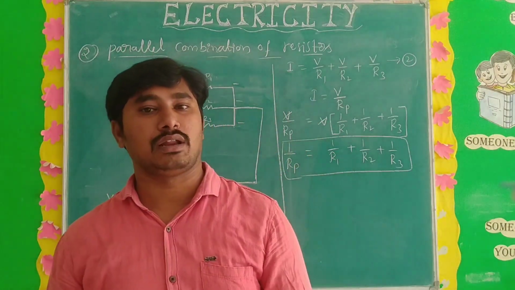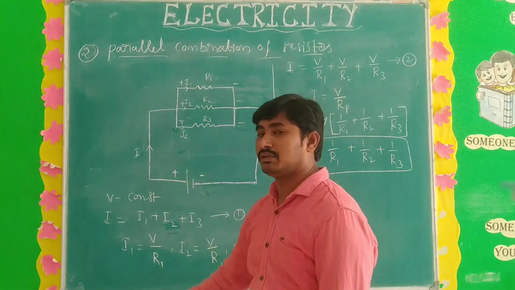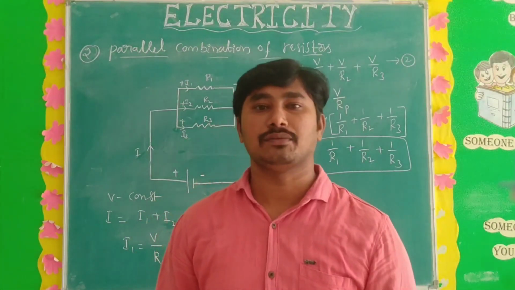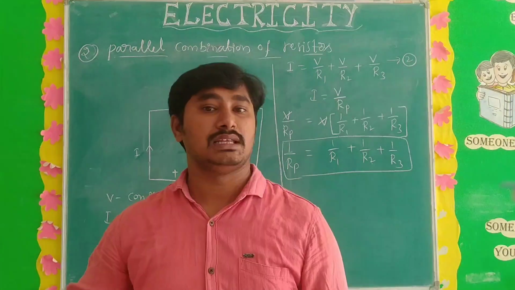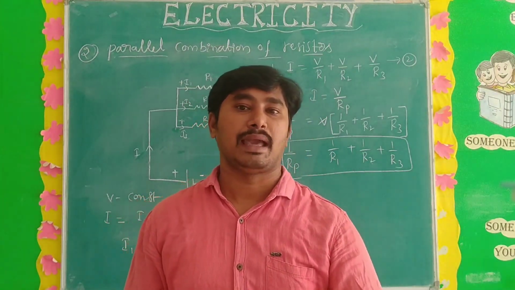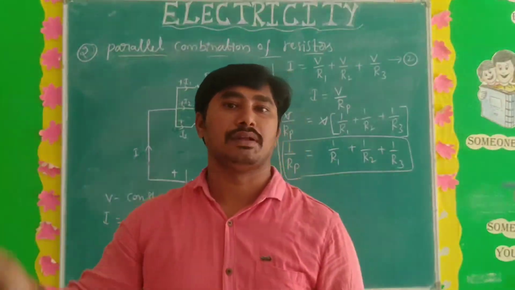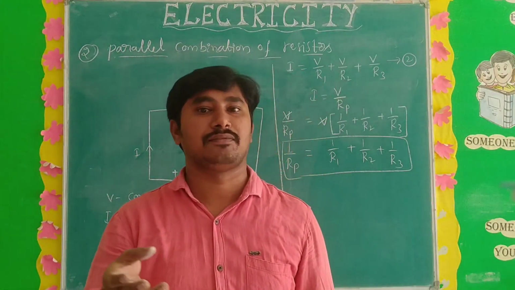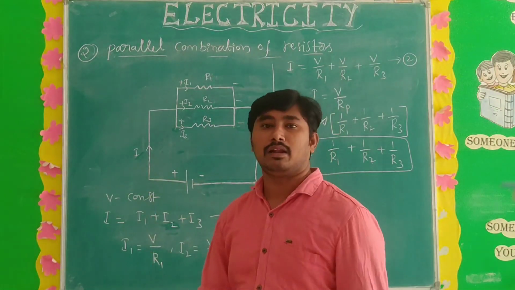So what is required? You can switch on or off, which is the easy way in the parallel combination. That's why in households we use the parallel combination of connection, and also in vehicles. An example of the series combination is the decoration bulbs used for marriages or functions. But houses, factories and vehicles all use the parallel combination.